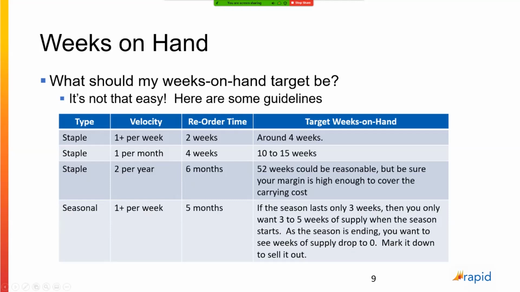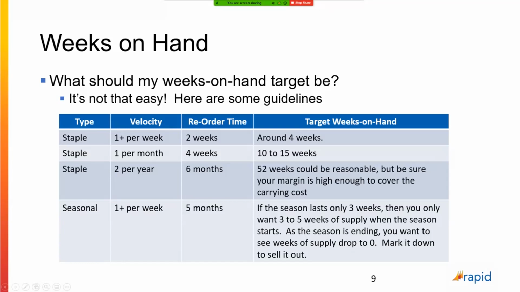We certainly all have some product that we might only sell 2 times a year. And that product might be very difficult to acquire. It may take 6 months for it to get to us. If that were the case, then it could be reasonable for you to have 52 weeks on hand in order to be able to supply this product. Now this would be a little bit of an unusual product, and we need to make sure that our margin is high enough to cover the carrying cost. If the margin on this product was the same as this staple product up here, that would be a problem, of course.